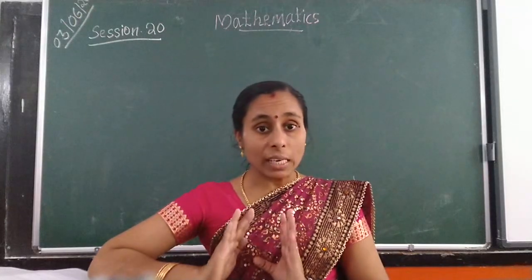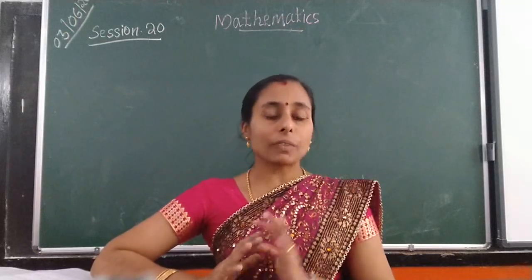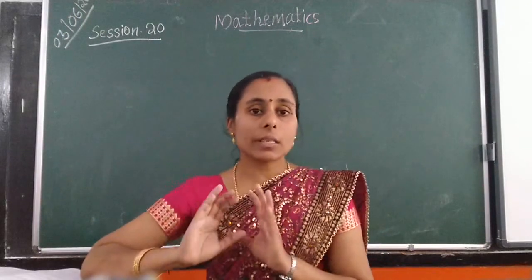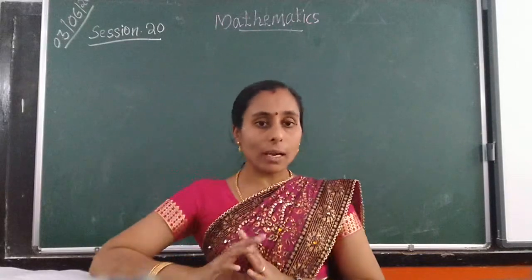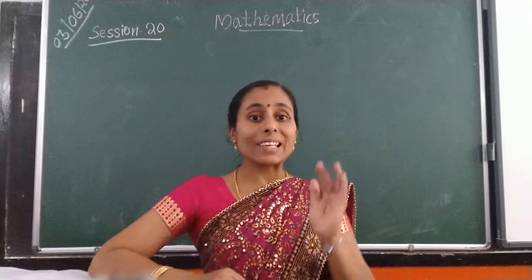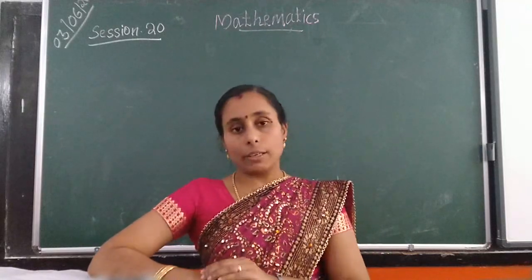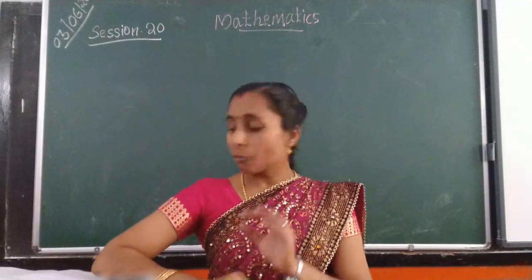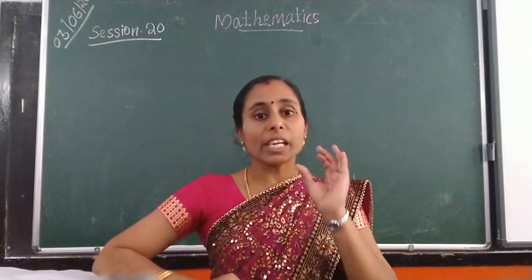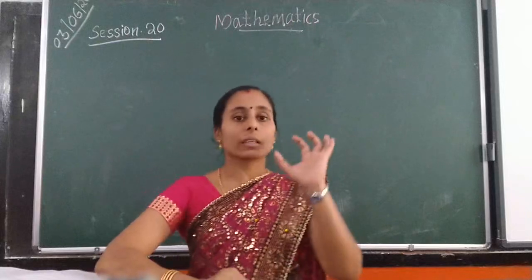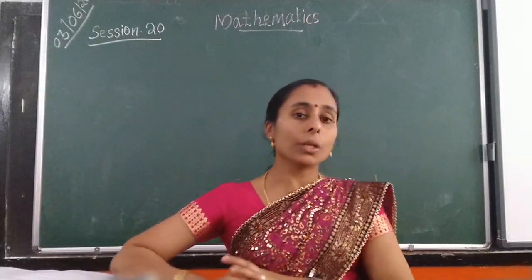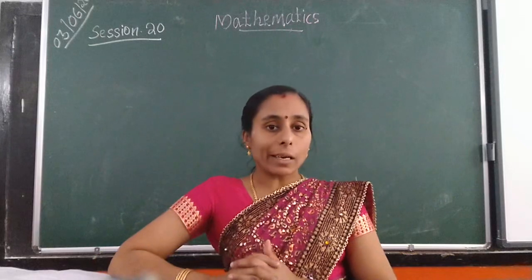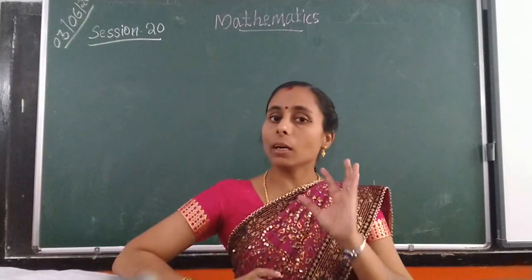What is center? The place where we keep the tip of the pencil, the compass, is called the center. Every point on the circle is at an equal distance from the center. Then, what is radius? The fixed distance from the center to any point on the circle is called a radius. What is the plural of radius? Radii.